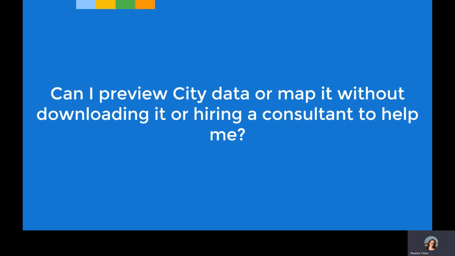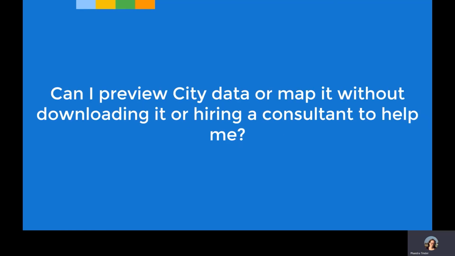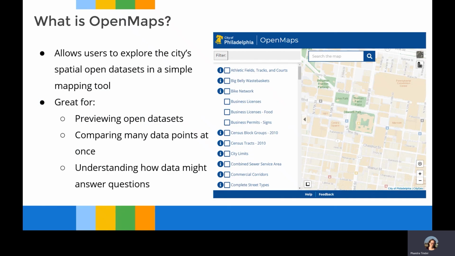So finally, let's say you're interested in this open data, but you don't really have the software to work with it, or you really just want to get a preview of it and see what's on there before you download it to make sure it's the data you really want and need. The place you can go for this is Openmaps. It's called openmaps.phila.gov, and it is a way to explore and preview many of these open data sets all at the same time. You can compare what they look like. You can compare what information is available in each one.